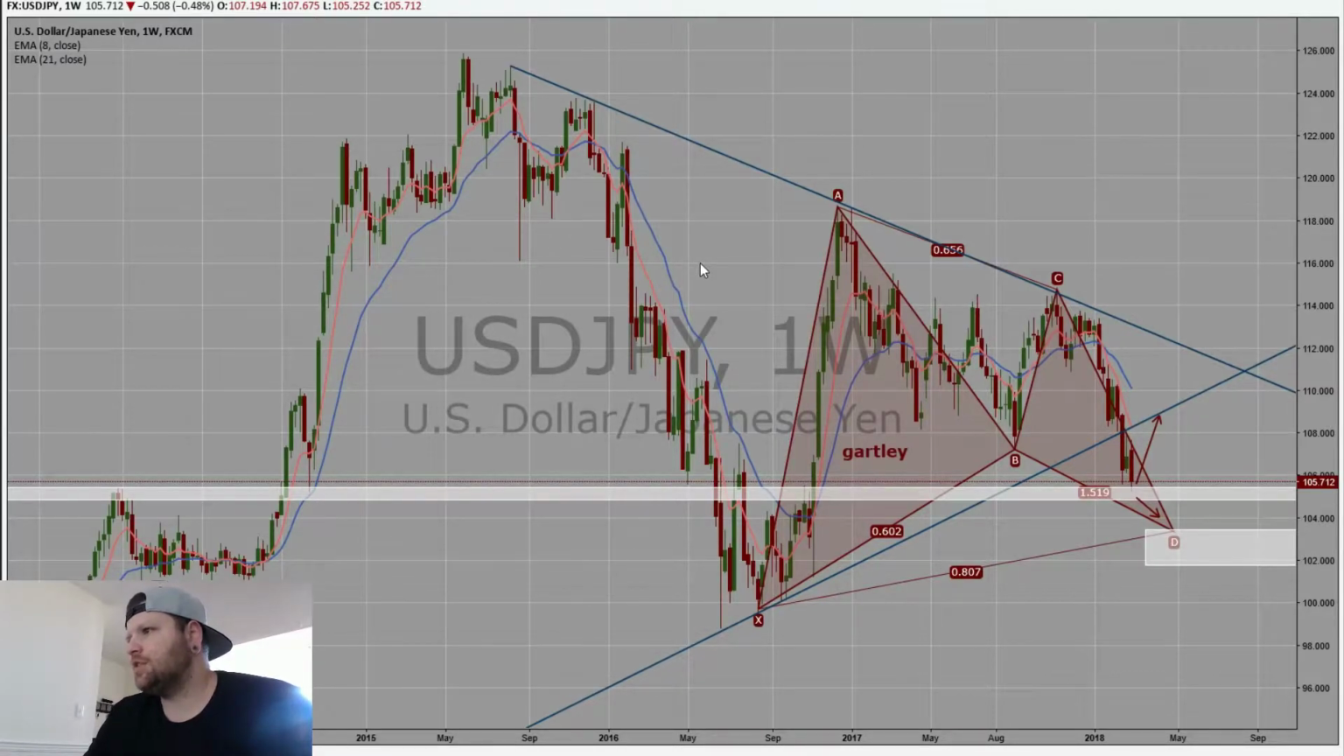We can see last week's candle was another bearish engulfing candle that engulfed the bullish candle from last week. It is retesting this previous structure to the left right here. However, I do anticipate this to complete the Gartley pattern. We could see a retest of this trend line drawn, reacting off of the previous market structure and then retesting this trend line before we see completion.